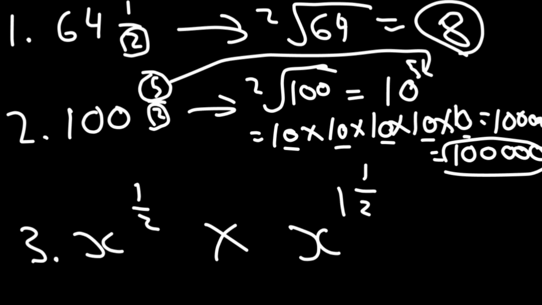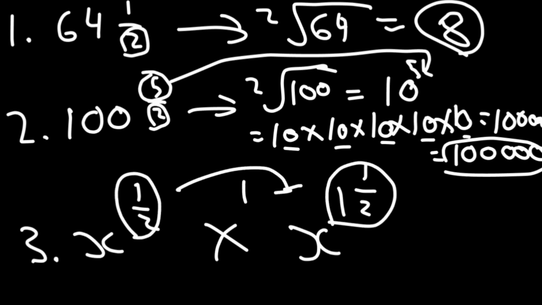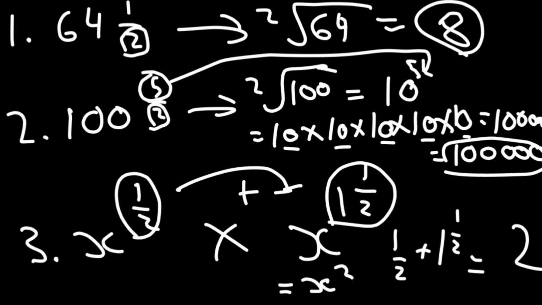And then the last one is a very simple question. It's just a case where we're multiplying indices together. So when we're multiplying indices together, we add the powers. So it's just a half plus 1.5. If you know how to add your fractions, this should give you 2. So my final answer is x squared, or x to the power of 2.